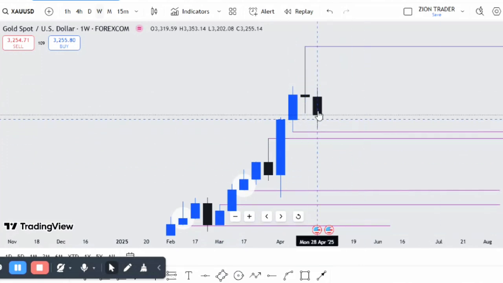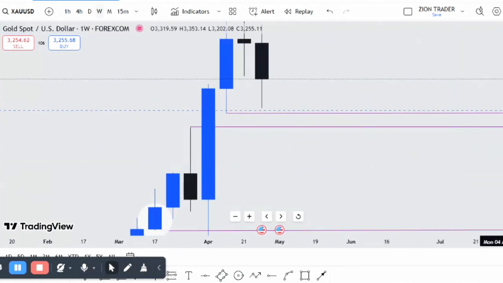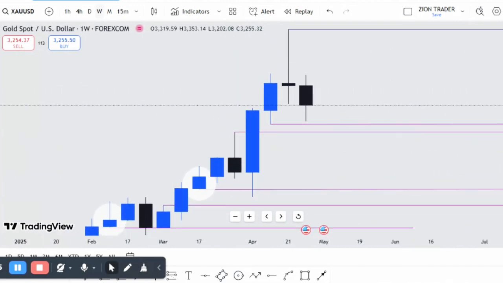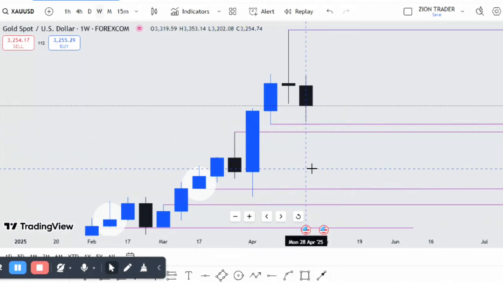So right now we are expecting the same pattern to repeat itself. Patterns usually repeat themselves, so we are expecting gold to trade into this area of imbalance on the weekly time frame, and we start seeing buys from here.